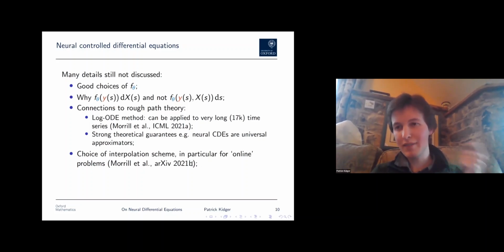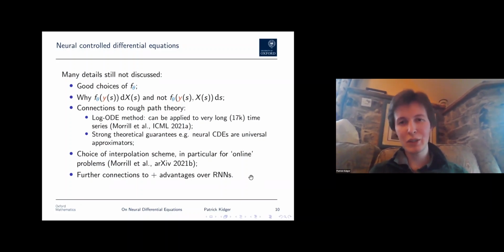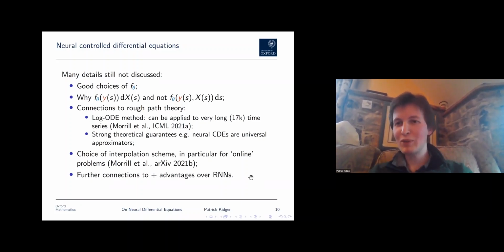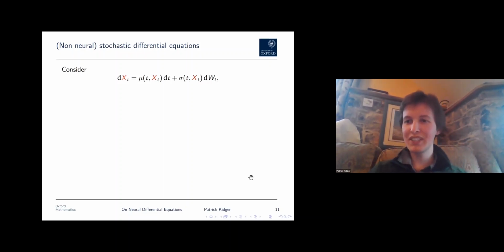And if you're curious, yes, we have a whole paper dissecting this. And then you can also draw more comparisons to RNNs. So there's a few things I haven't told you about, but hopefully I've told you enough that you're convinced that this is an interesting thing to be thinking about. And in particular, I'm now going to be using these as a tool to study neural stochastic differential equations. These are going to be one of the building blocks for working with stochastic differential equations.